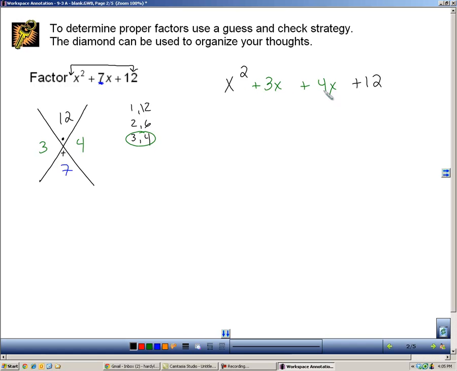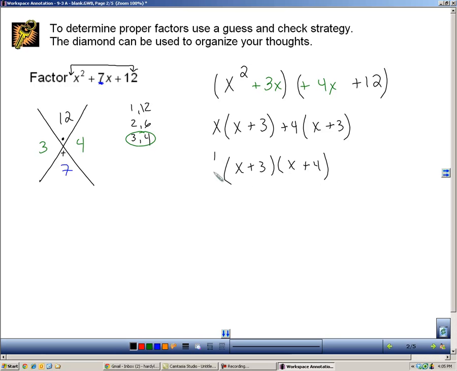Now I've broken this up into 4 terms, and we know how to factor that. We factor it by grouping. So we take an x out of the first group, leaving x plus 3. We take a plus 4 out of the second group, and we get x plus 3. Those two groups match. So x plus 3 times x plus 4 is my answer. That is the factored form of that trinomial.